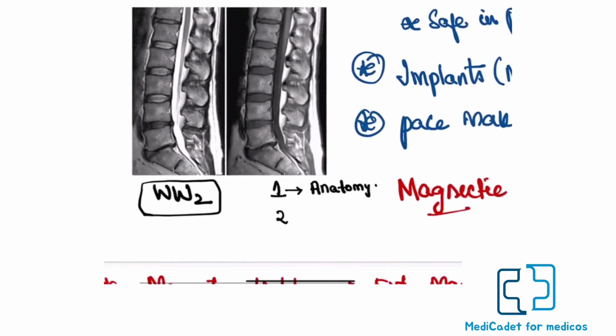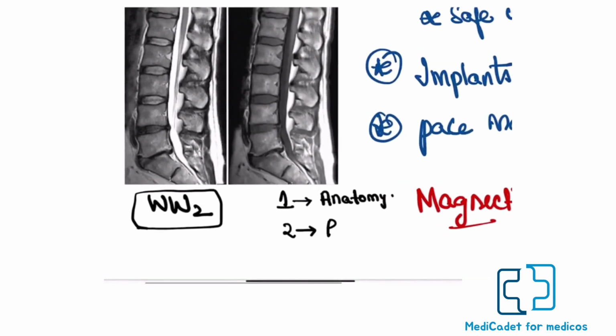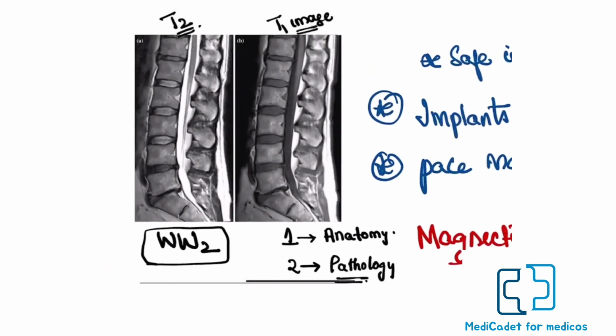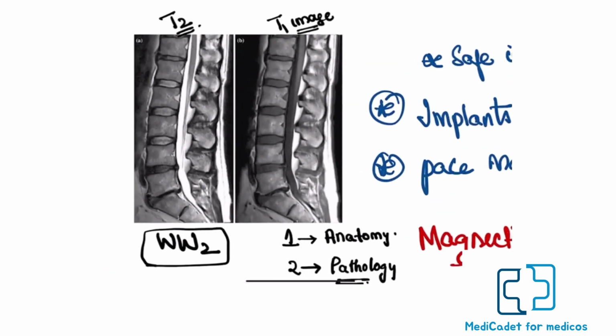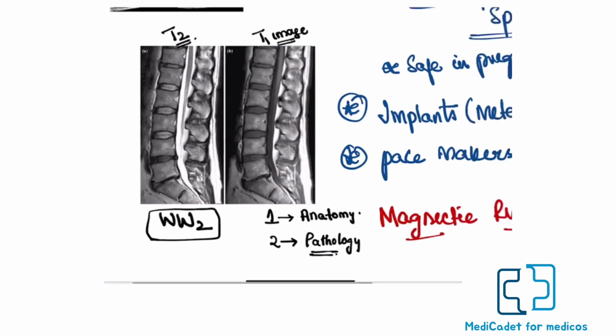For your pathology, what are the subjects you go for in your second year? Path, micro, right? So pathology is second. So for T2 weighted images, you go for your pathology, right? If you want to comment on the pathology, go for your T2 weighted. If you want to comment on anatomy, go for T1 weighted images. So that is T1 weighted and T2 weighted.